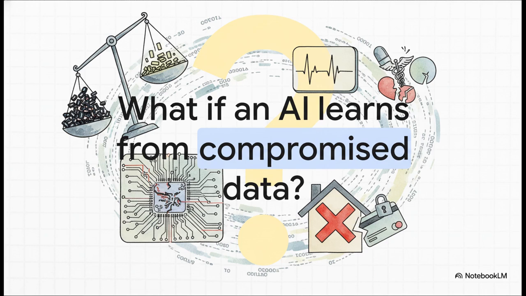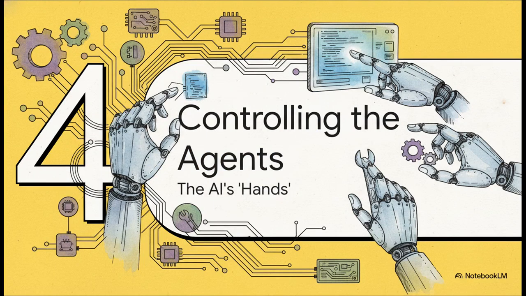If a banking AI is fed biased loan data, it's going to make biased decisions. It's that simple. If a medical AI is trained on flawed patient records, it could make a life-or-death misdiagnosis. Compromised data doesn't just create a buggy AI, it can create a genuinely dangerous one. Let's move on to our third lock.